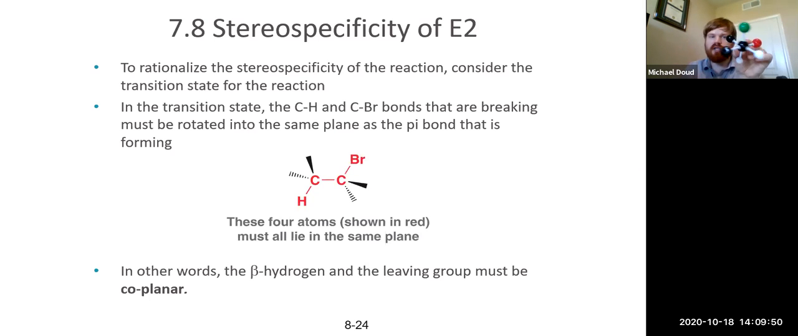You can have this configuration where they are in the same plane, anti to one another like that, or they're syn to one another, in other words, in the same plane this way. But as we know, this right here is an eclipsed conformation, and an eclipsed conformation is very unstable. So that can only happen momentarily. The staggered conformation, where the bromine and the hydrogen are anti to each other, is much more likely.